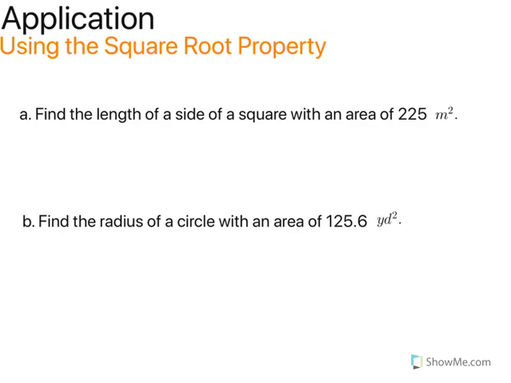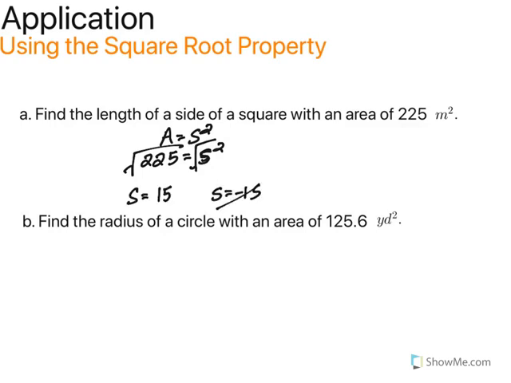So here it wants us to find the length of the side of a square with an area of 225 meters squared. So we know that the area of a square is A equals side squared. And we know that the area of the square is 225, so 225 is equal to s squared. So I can replace the A with the 225, and then we have an equation that we can solve using the square root property. Square root both sides, I'm going to end up with s is equal to both 15 and s is equal to negative 15. But because we can't have negative lengths, my answer is just 15 meters is the length of my side.